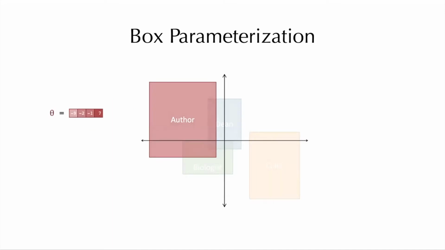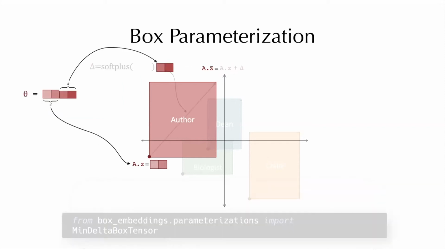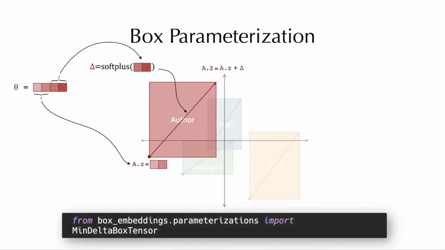These parameters may be free or the output of some neural network. The simplest approach to obtain min and max coordinates is to split the parameters in half, interpreting one half as a min and the other as a max coordinate. While straightforward to understand and implement, this does not guarantee the boxes have positive side lengths. We can enforce this using a different parameterization, which uses half the parameters for min and puts the other half through a softplus function to represent the side lengths.